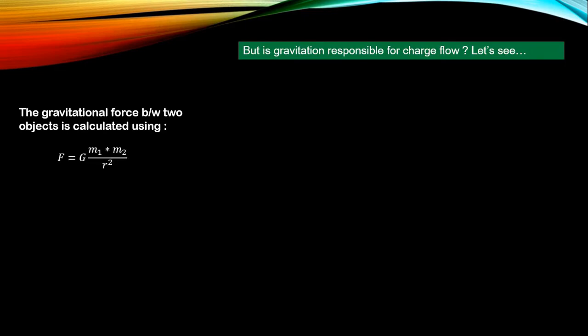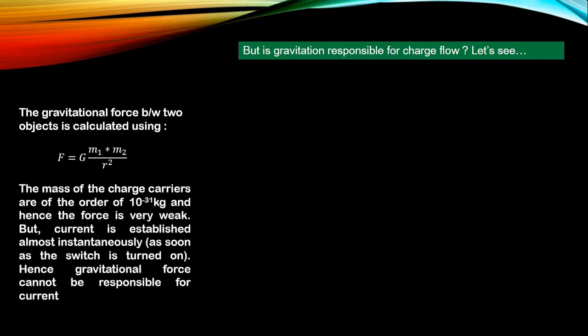But is gravitation responsible for charge flow? We know that gravitational potential energy is responsible for the flow of water. But is that responsible for charge flow? Let's find out. The gravitational force between two objects is calculated using the relation F = G m1 m2 / r², where m1 and m2 are the masses of the gravitating objects, r is the separation between the two objects, and G is the universal gravitation constant.